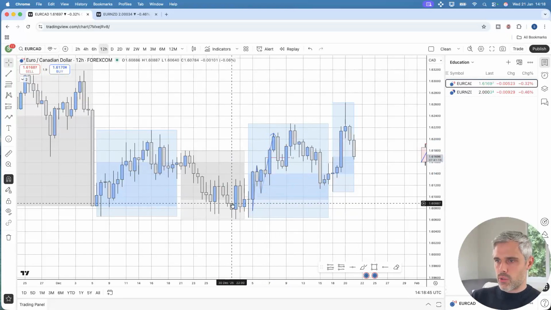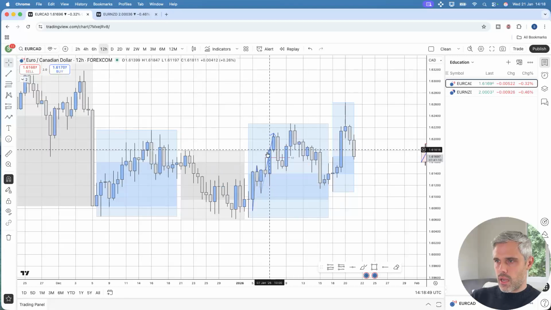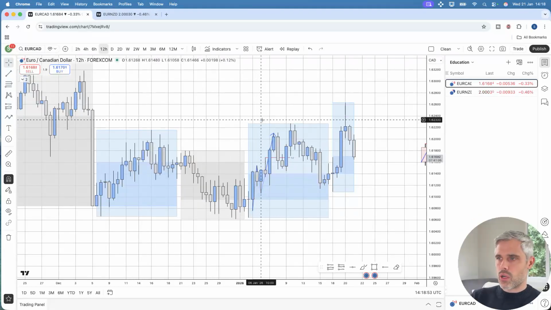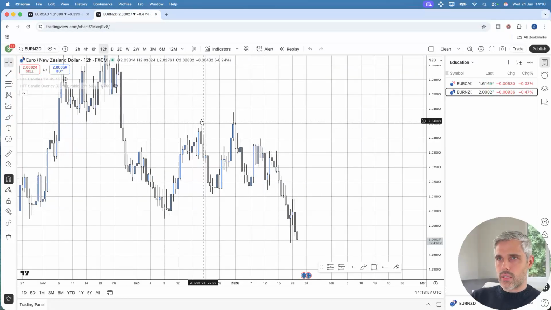So this is how you can use order blocks, the last sell to buy, fair value gaps, in conjunction with higher time frame context to take strong entries in the market. Now let's look at another example on EURNZD.